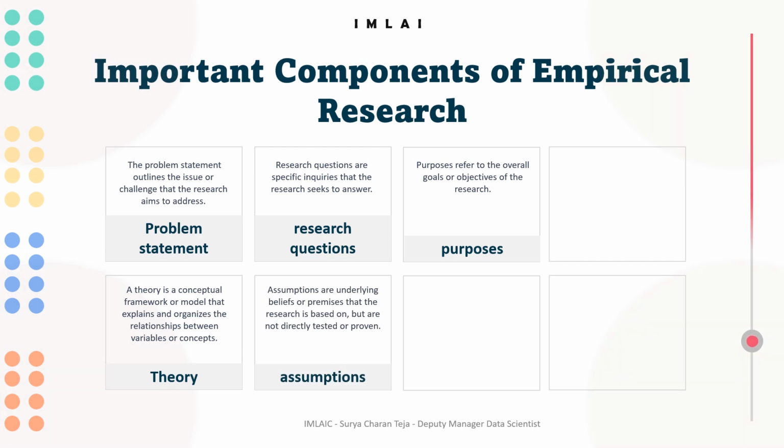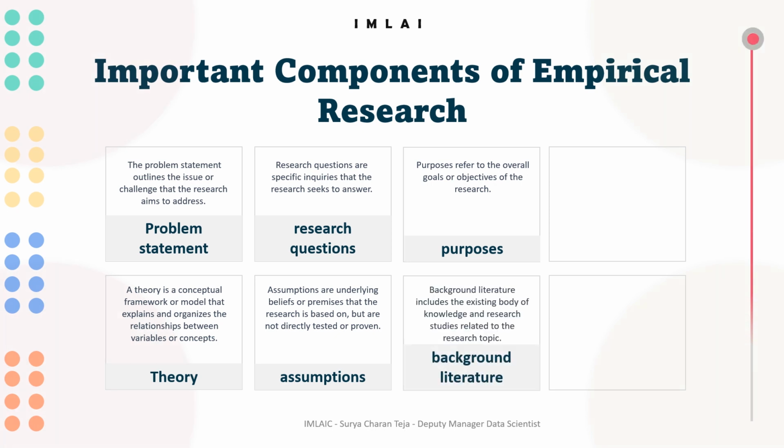Then we have assumptions. Assumptions are underlying beliefs or premises that the research is based on but are not directly tested or proven. They serve as working propositions or ideas that guide the research process but should be acknowledged and clearly stated. Background literature. Background literature includes the existing body of knowledge and research studies related to the research topic. It provides a review of relevant literature, theories, and research findings that inform the research and help establish the research context and rationale.